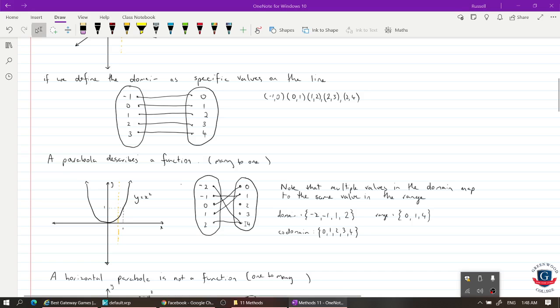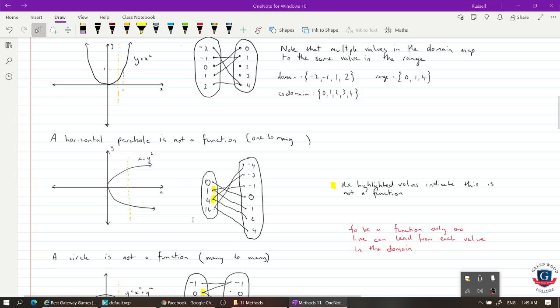I've tried to show that in this example here. You can see that for the number 4, it maps to two different numbers in the domain. That's okay as far as a function is concerned, because every value in the domain still only maps to one value in the codomain. -2 maps to 4, -2 is only mapping to one number. -1 maps to 1, -1 is only mapping to one number. 0 maps to 0, 1 maps to 1, 2 maps to 4. It doesn't matter that 4 maps to two numbers in the domain. It's only the values that the domain map to that's important when defining a function.